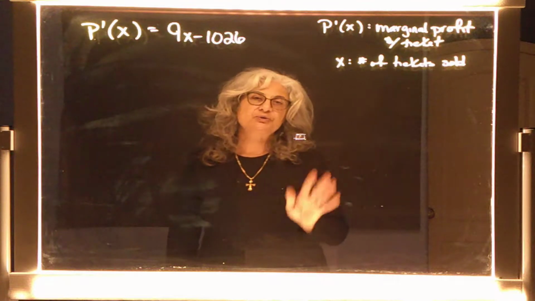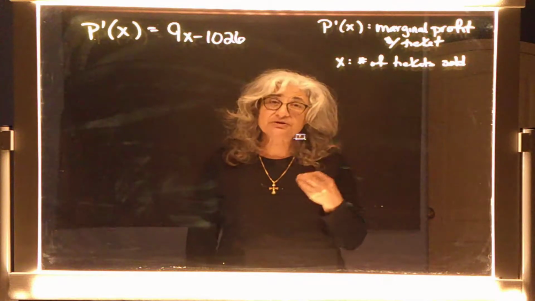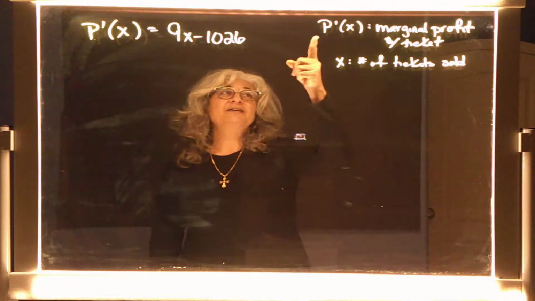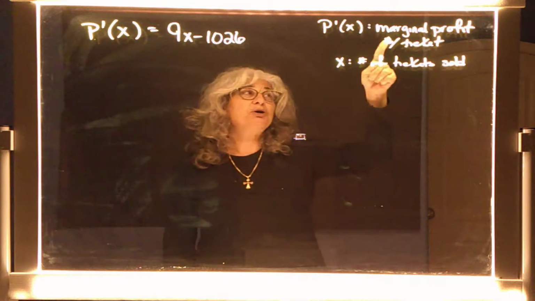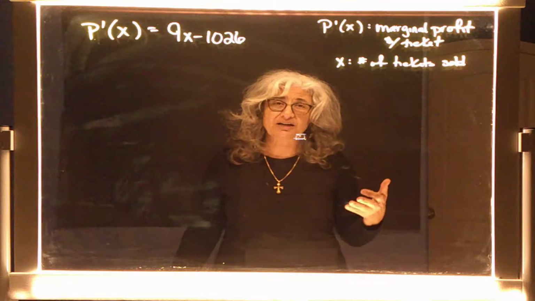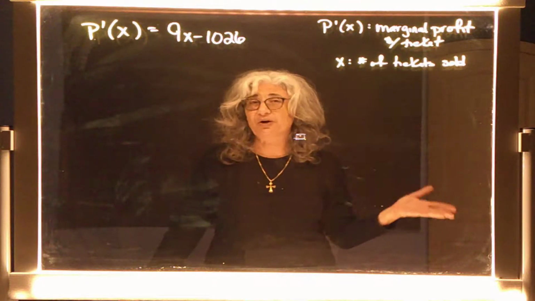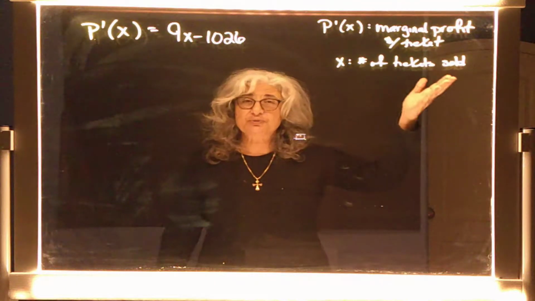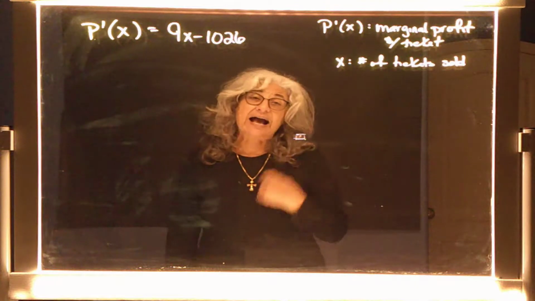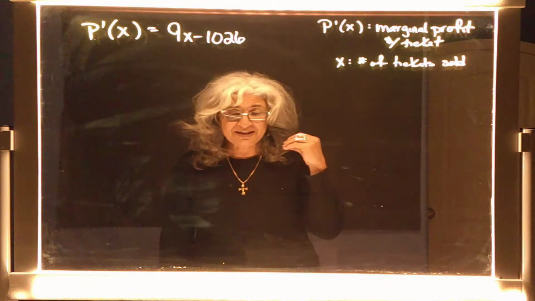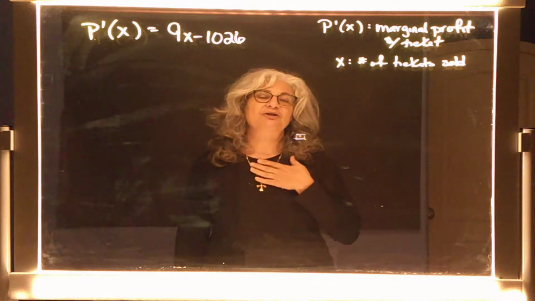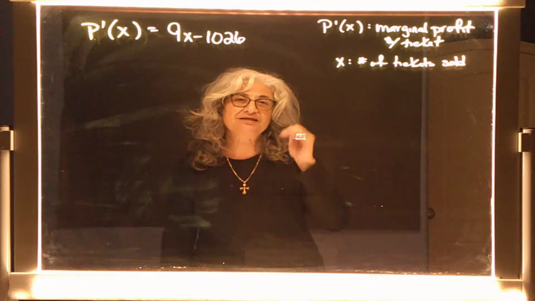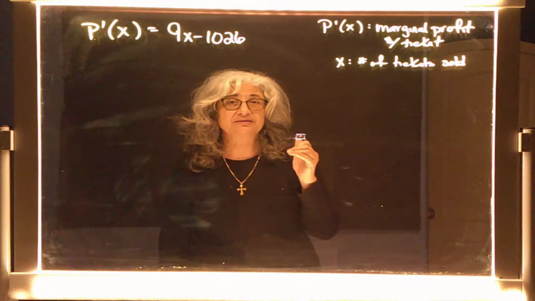Okay, so here's the thing. Some reminders for us. When they give us the derivative, that is the rate of change. Marginal means the rate of change. In this case, the rate of change of the profit. And the profit's in dollars per ticket. They're asking us to find the actual cost. Not cost. They're actually asking us to find the total profit.